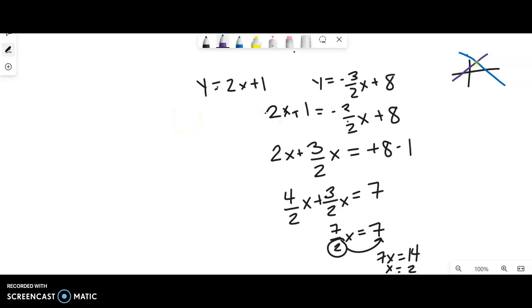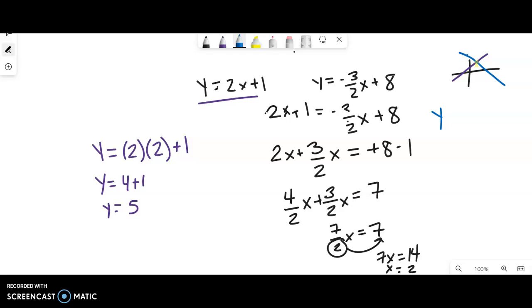Okay, now that I have found that x equals 2, I'm going to figure out what the value of y is when that's true. So I'm going to take my x equals 2 and plug it into this first equation. So what is the value of y when x equals 2? So I have 2 times 2 plus 1, y equals 4 plus 1, y equals 5. On my other equation, I'm going to do the same thing. I'm going to say y equals negative 3 over 2, and I'm going to put in the 2 there, plus 8.